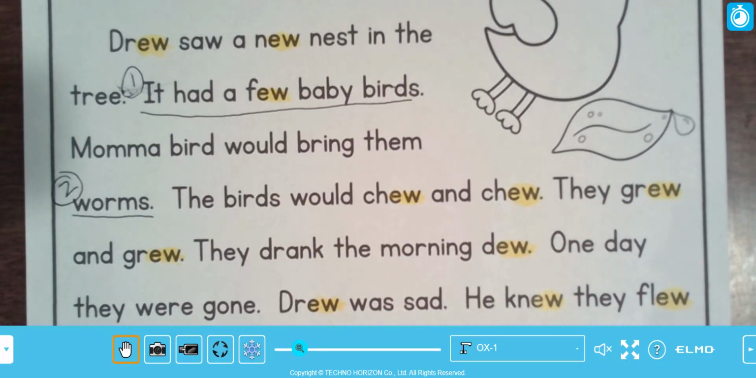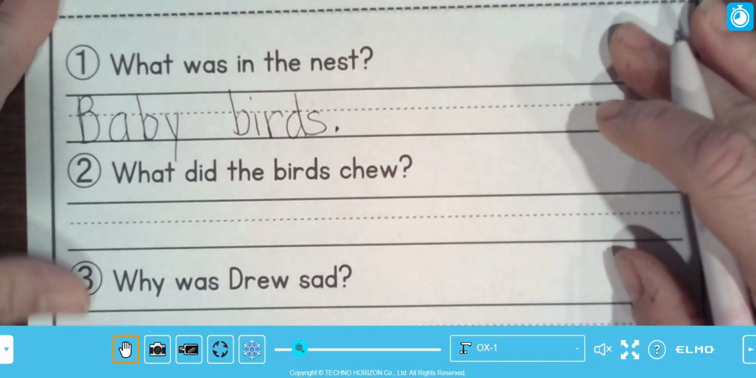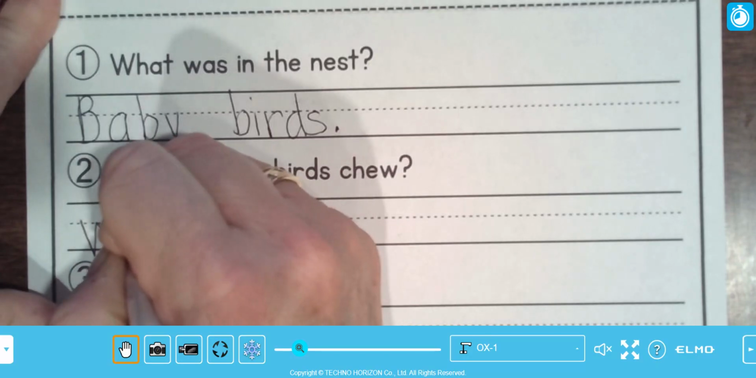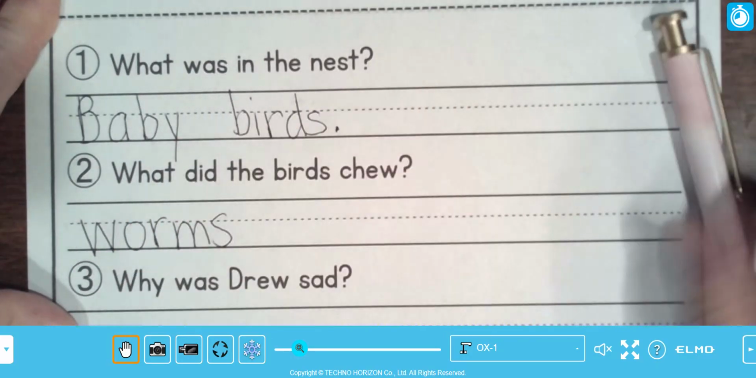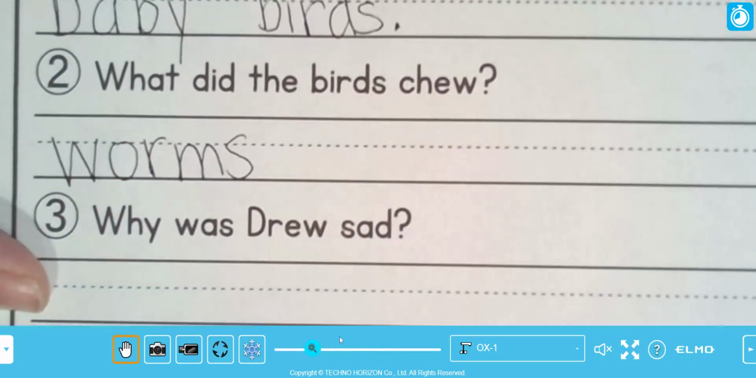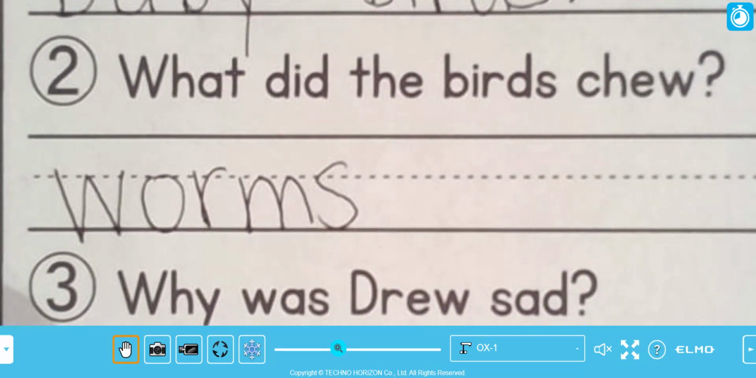So what would they chew and chew, lovies? Worms, right? Let's write down worms. What would the birds chew? Worms. Go ahead and write that down.